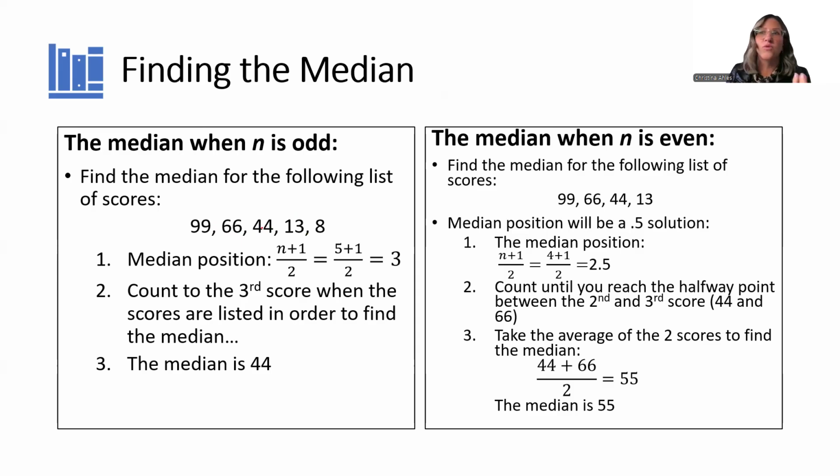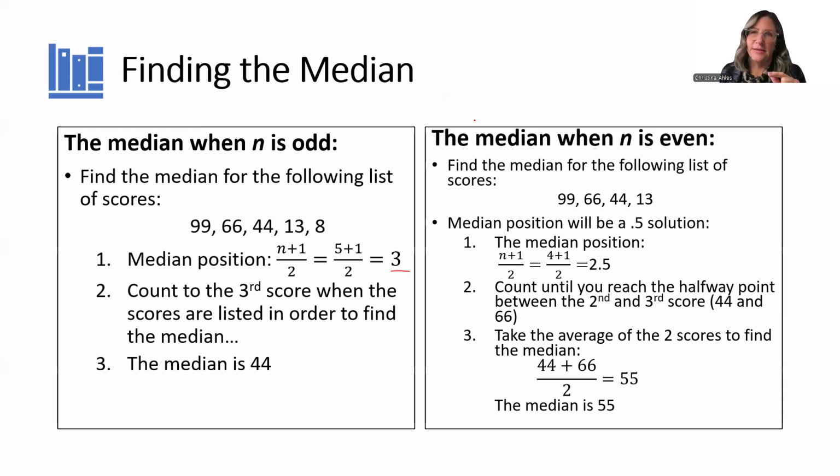So the median is a great measure of central tendency because it is probably more representative. If we were to get the median position, we're going to take that sample size, which is 5, and add 1. So 5 plus 1 is 6. We divide that by 2 and we get 3.